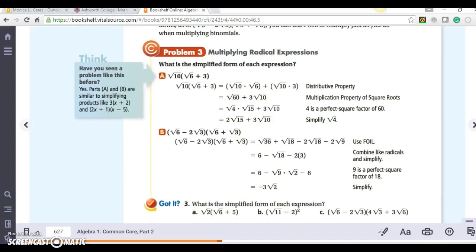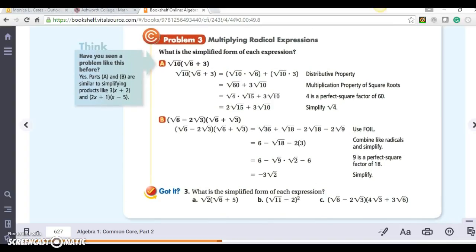Okay, let's look at problem 3, multiplying radical expressions. What is the simplified form of each expression? So I have the square root of 10 times the square root of 6 plus 3. So I can use the distributive property. So I'm going to do square root of 10 times square root of 6 and square root of 10 times 3. So I get square root of 10 times square root of 6, which is square root of 60. And square root of 10 times 3 is 3 square root of 10.